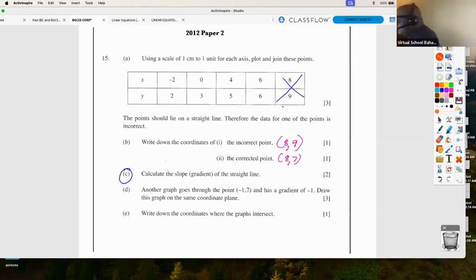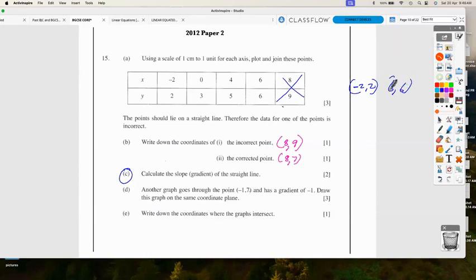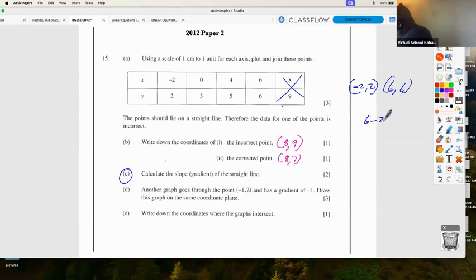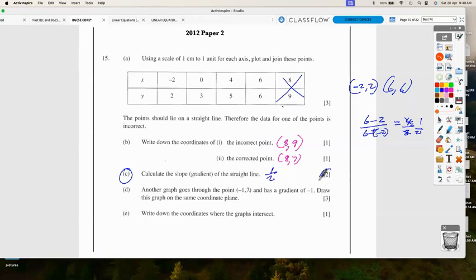So let us see if that is correct. I'm going to choose any 2 points. I will choose negative 2, 2 as one of my points, and I will use 6, 6. So my gradient is y2 minus y1 over x2 minus x1, which is 6 minus 2 over 6 plus 2. When I work out the top, I get 4 because 6 minus 2 is positive 4. The bottom is 6 plus 2, which is 8. 4 into 8 is 1 over 2. So your gradient is 1 over 2. And you have to show your working to get your 2 points.